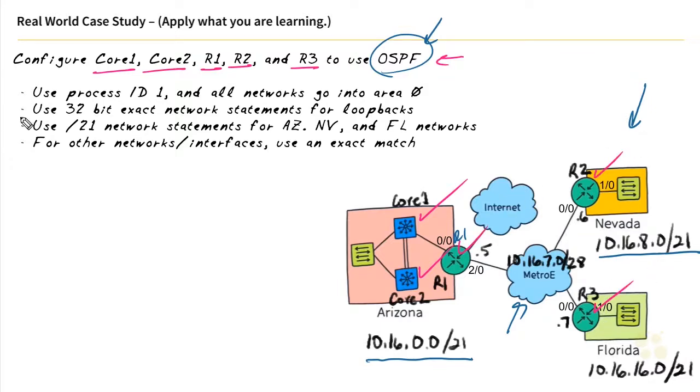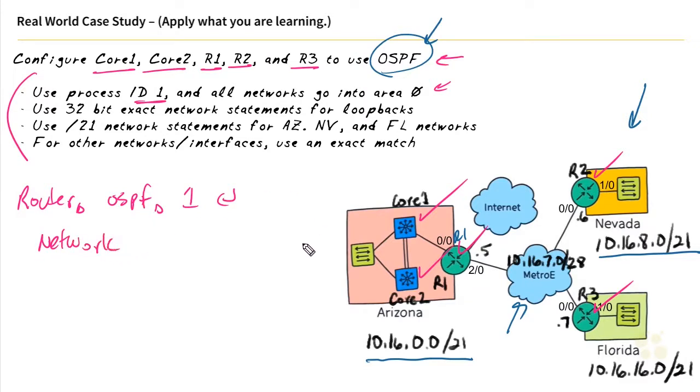Fantastic. And here are the instructions. Here's what they'd like us to do. Use process ID number 1, so router OSPF. I'll write this out. Router space OSPF space 1. Boom. We press enter. Great. Process ID 1. And all networks are going to be going into area 0. So whenever we do a network statement, we're going to follow it up at the tail end over here with area 0. Fantastic. That doesn't look too bad.